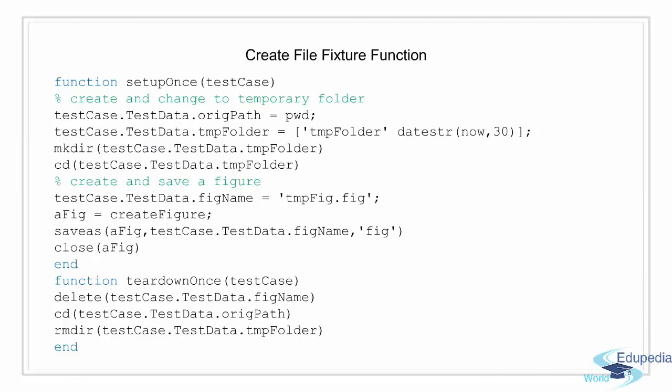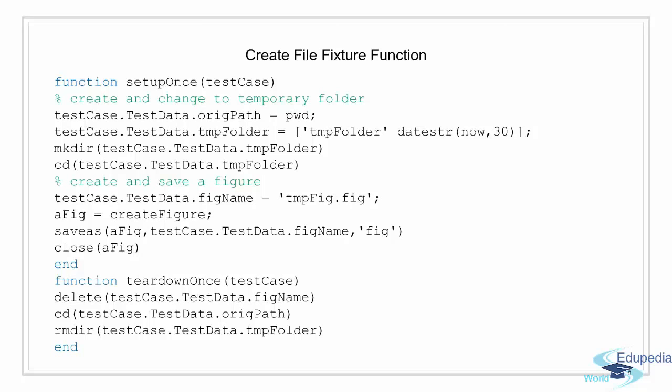I will create the setup and teardown functions of a file test fixture, setupOnce and teardownOnce respectively. These functions take a single input argument, testCase. This is automatically generated by the unit test framework and passed to these functions. This testCase object contains a TestData structure that allows data to be passed between setup functions, all the local test functions, and teardown functions.